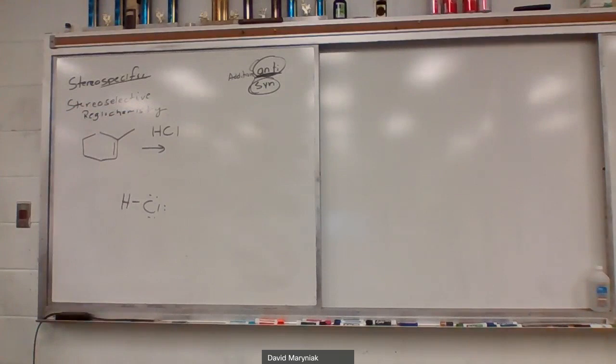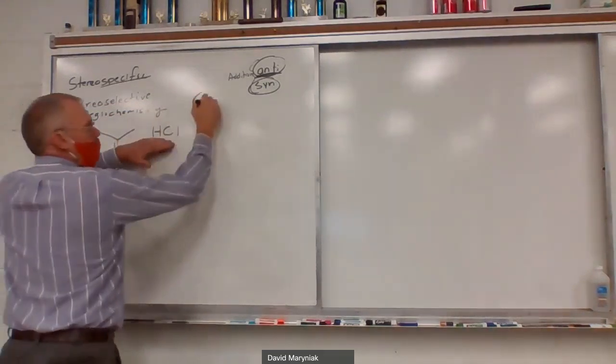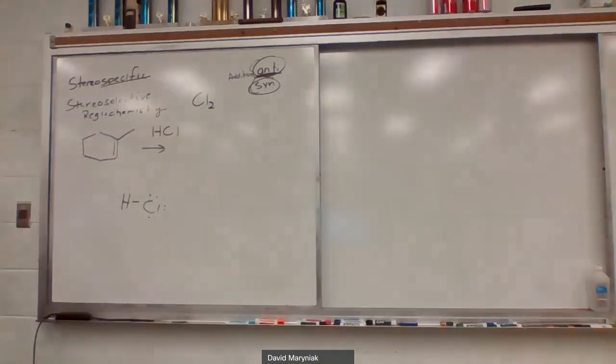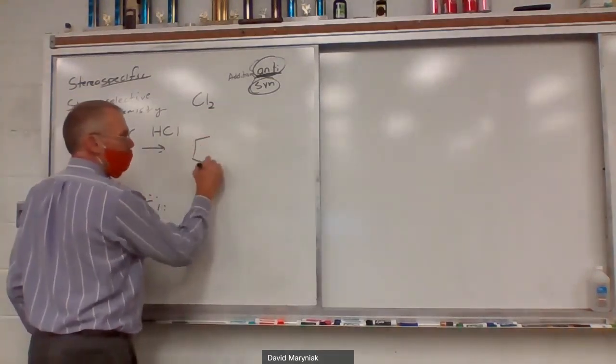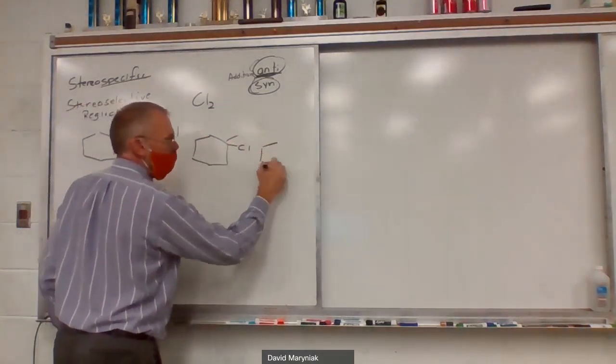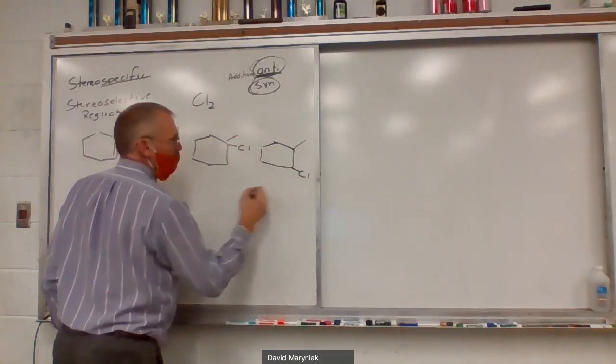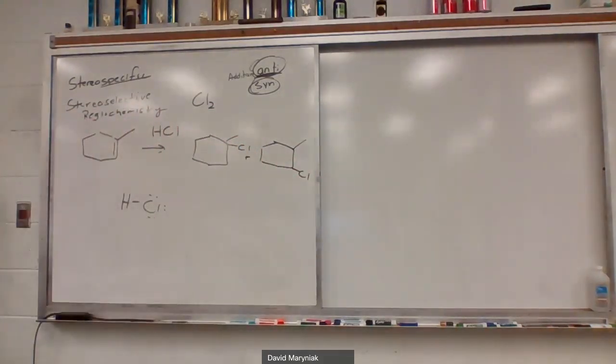And now we've got to say, unlike chlorine, which is symmetrical, HCl is asymmetrical. And so now do we have to consider the orientation of these two things to an asymmetrical ene? And so if we're going to do addition, could we get that? And could we get that? Is that stereochemistry or regiochemistry? That's regiochemistry.